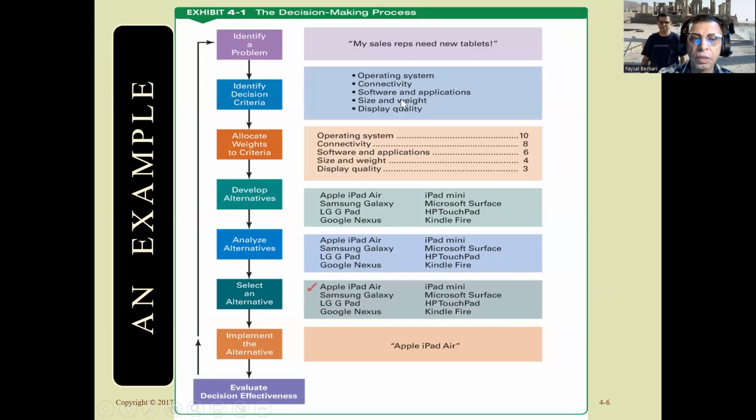Now, in this, as we said: identify the problem, identify criteria, allocate weight to criteria, develop alternatives, analyze alternatives, select an alternative, implement the alternative, and evaluate decision effectiveness. You can keep repeating this cycle, and once you realize that the alternative you selected is wrong, you might start from here too. So let's give an example.